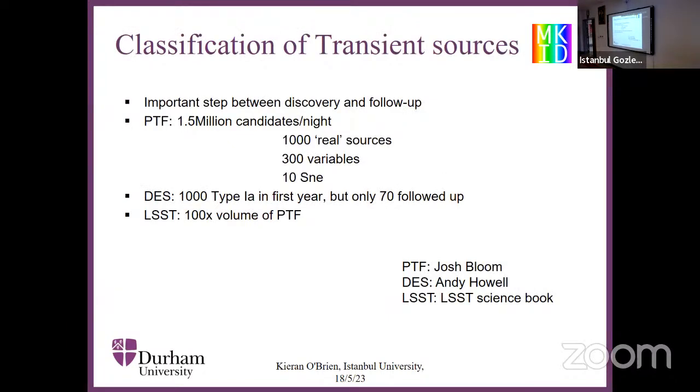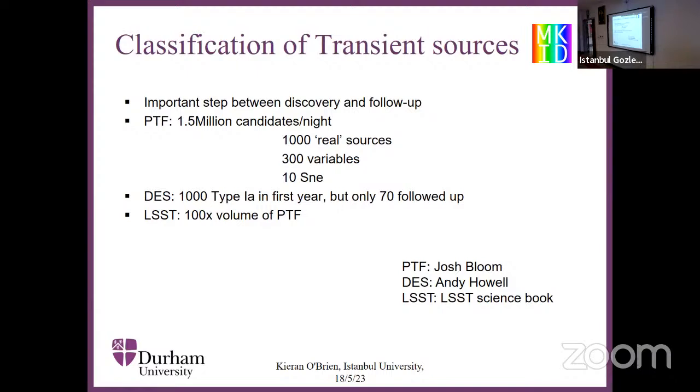This is just some numbers that are up there. At the time PTF was discovering around about a million objects per night, of which about 1,000 are real sources, 300 of these are variable sources, and 10 supernovae every night. And it really changed the game.